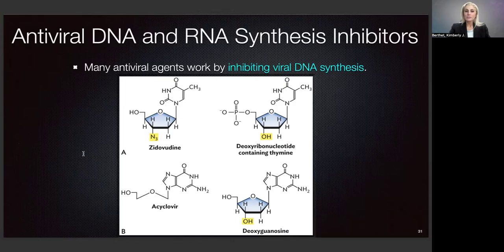Looking at viral DNA synthesis, there are some antiviral drugs and RNA synthesis inhibitors that can be used. This can affect DNA synthesis and protein synthesis, or RNA synthesis, which then inhibits protein synthesis. So some of these drugs can inhibit viral DNA synthesis, because it's unique structures that prevent this. Acyclovir is a good example. Acyclovir is used for herpes simplex virus, so it will prevent replication of the virus.